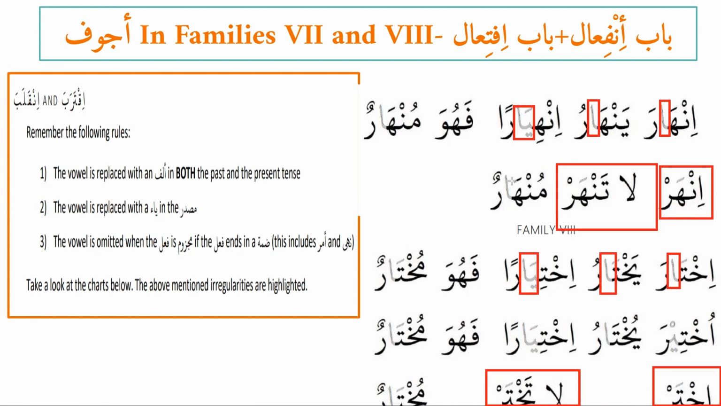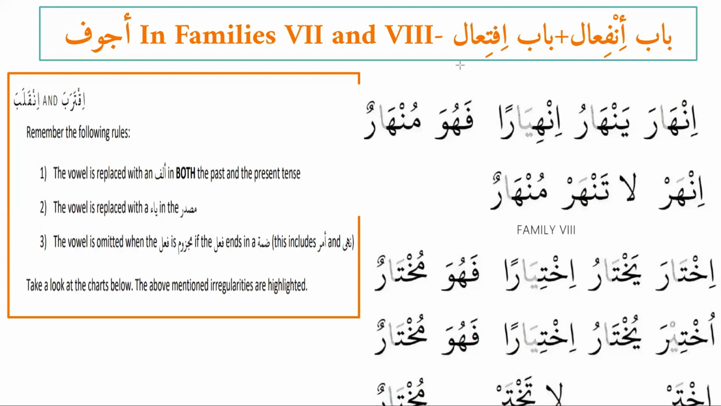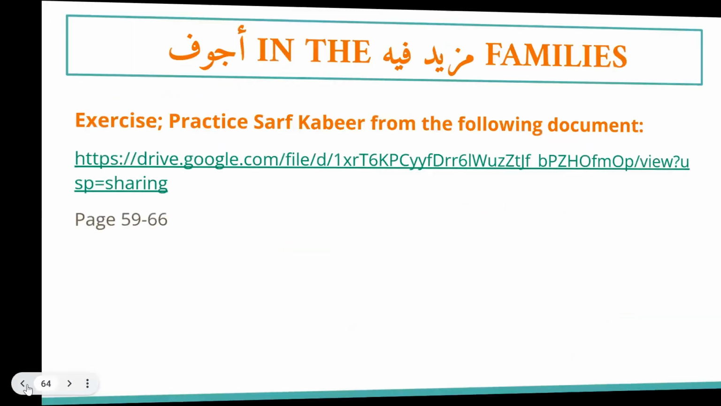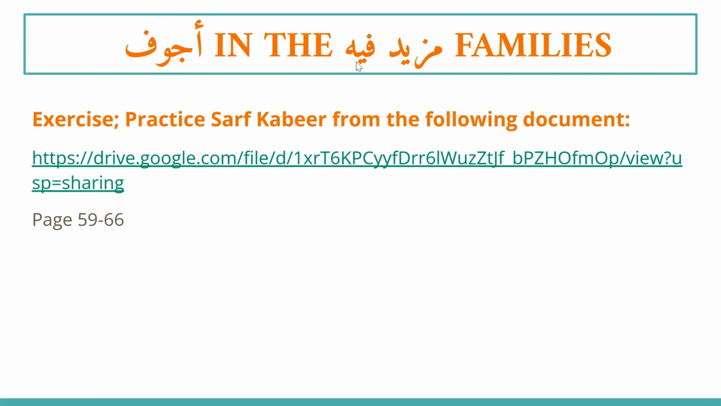And zarf follows the ism maf'ul pattern, or ism fail pattern in family 7. Munharun, mukhtarun. So these are the changes that occur in family 7 and 8 with Ajwaf irregularity. So far, we did family 4, family 10, and family 7 and 8. Family 4 and 10 as a group, and then family 7 and 8 as a group. That's the end of the lesson for today. These are the changes that occur in Mazid Fihi families with Ajwaf irregularity.